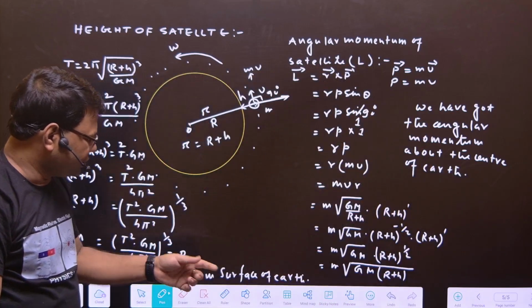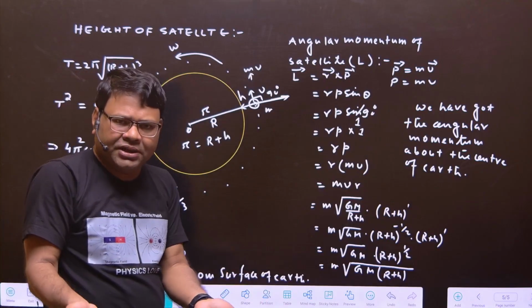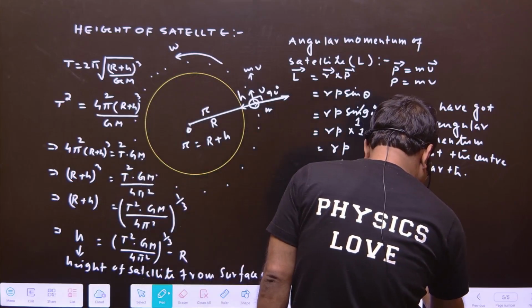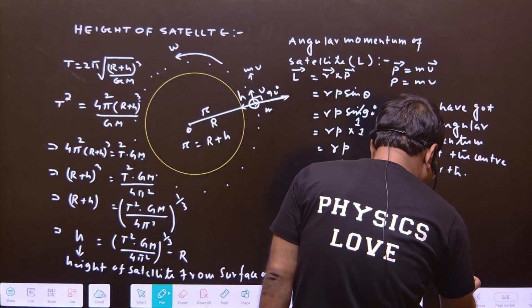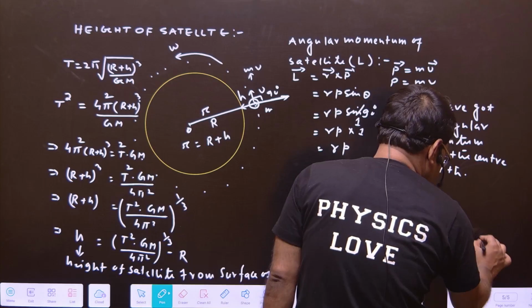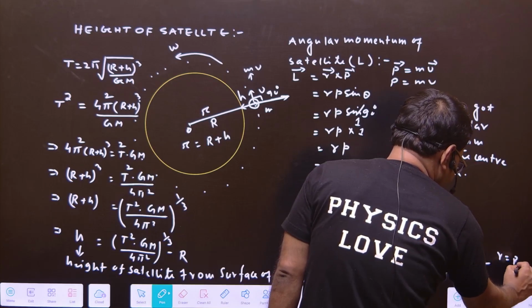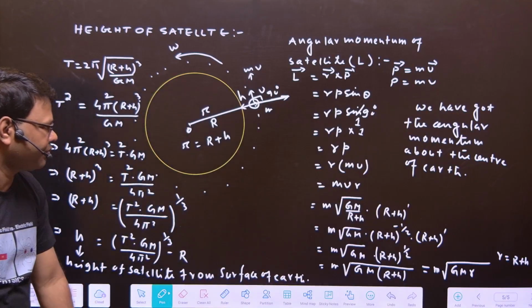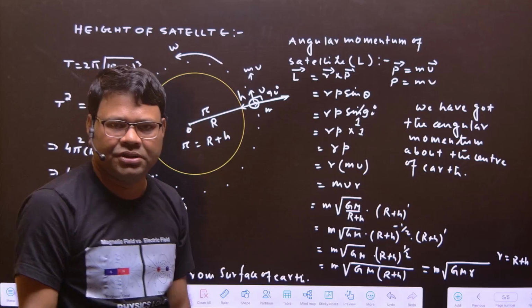Right now, this is the formula. R plus H you can take as small r, the total distance is small r. Also from this relation, you can write here L equals m root of GM into r. Here r means the total distance R plus H. Many times I have written r is equal to R plus H. Am I clear, students? Any difficulty?